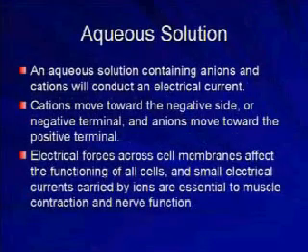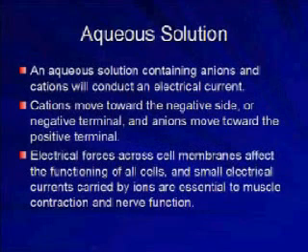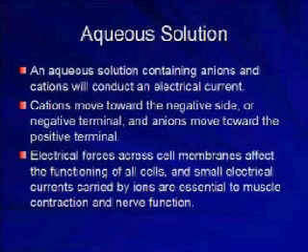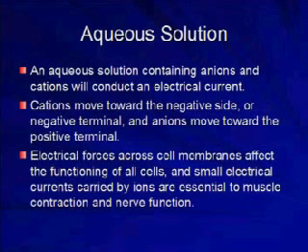An aqueous solution containing anions and cations will conduct an electrical current. Cations move toward the negative terminal, and the anions move toward the positive terminal. Electrical forces across cell membranes affect functioning of all cells, and small electrical currents carried by ions are essential to muscle contractions and nerve function. Again, later in the lecture series, when we get into the muscular system, you will see how these types of aqueous solutions and their ability to allow electrical currents to be carried throughout these tissue structures is important.